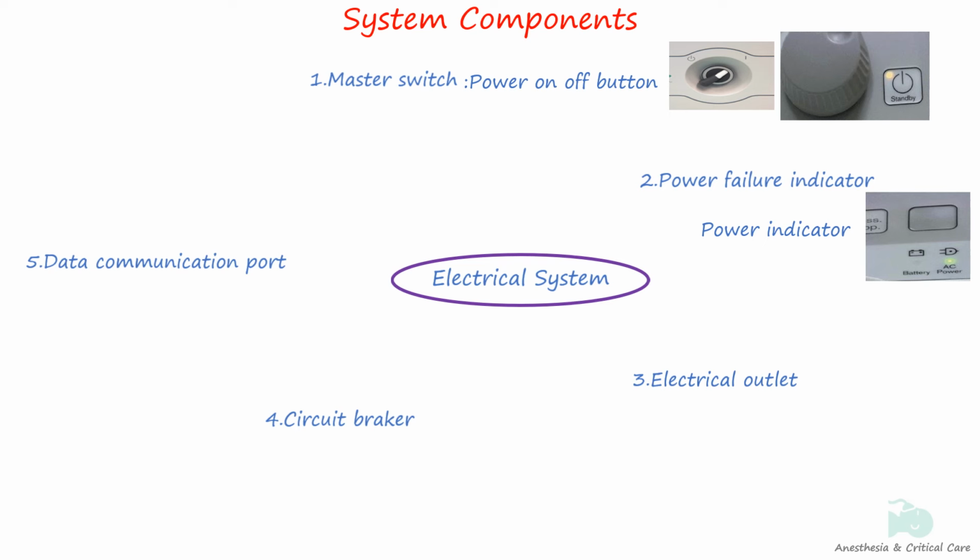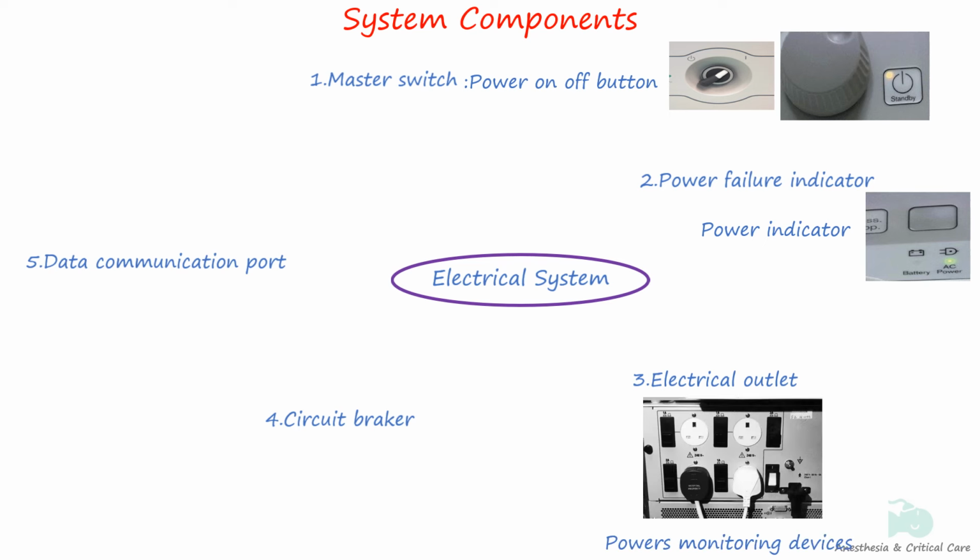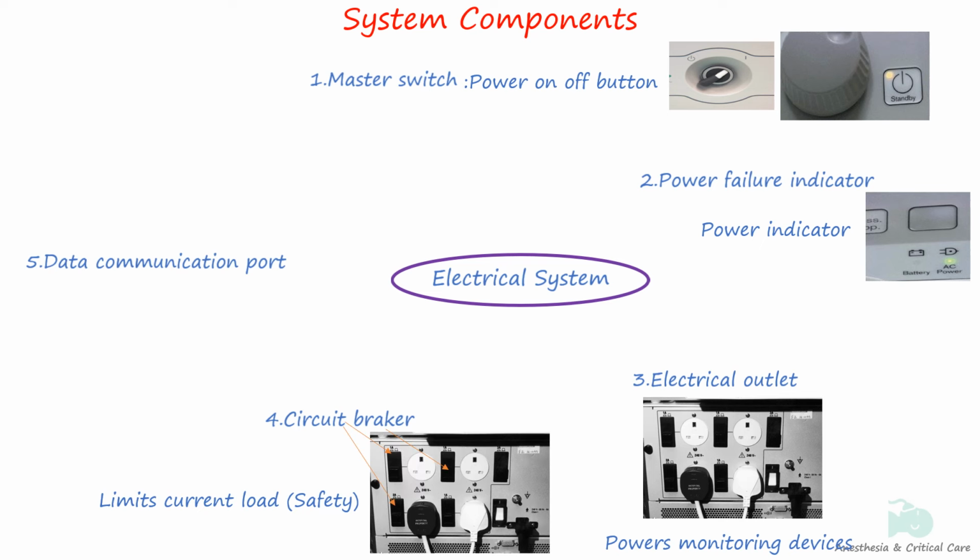Power outlets are located on the rear end of the machine and are used to power anesthesia monitoring devices. Circuit breakers located near the electrical outlet are electrical safety switches that automatically interrupt the current of an overloaded electric circuit. The data communication port allows communication between the machine, monitors, and data management systems.